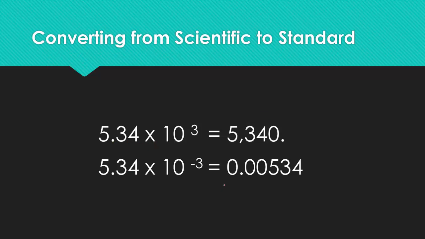For the second problem, you notice you have 0.00534, which means it's a very small number based off of the fact you have that negative 3. Because of that negative 3, you're moving the decimal place to the left, and that means you take that decimal and go 1, 2, 3 places to the left. Draw your decimal, add your 0, and then fill in the gaps with the other zeros. You'll notice both numbers are now similar.